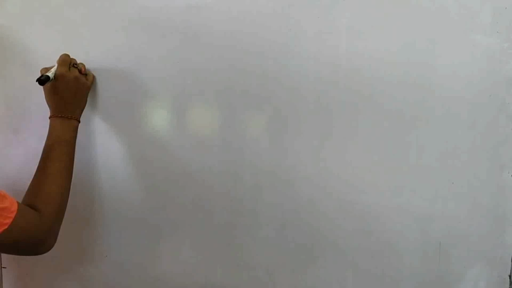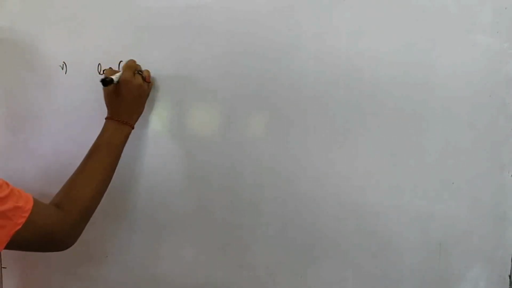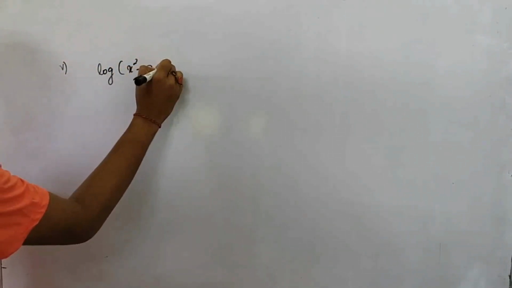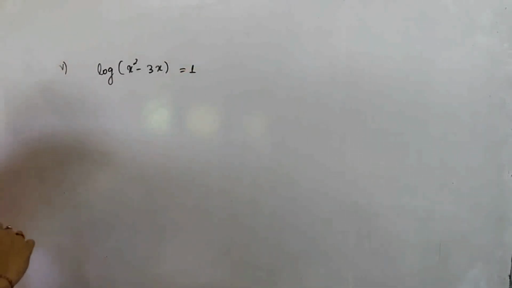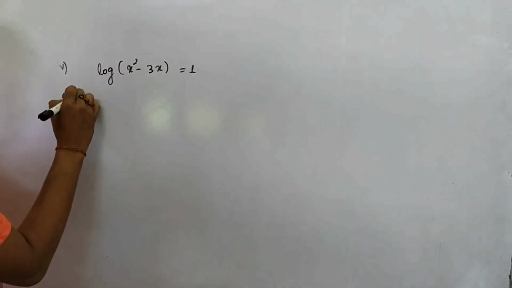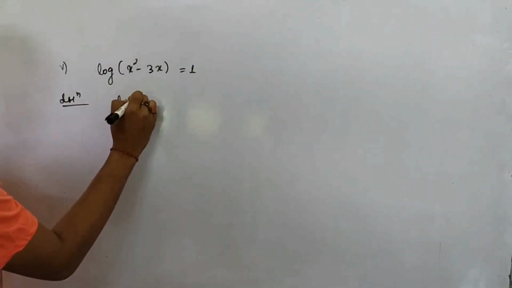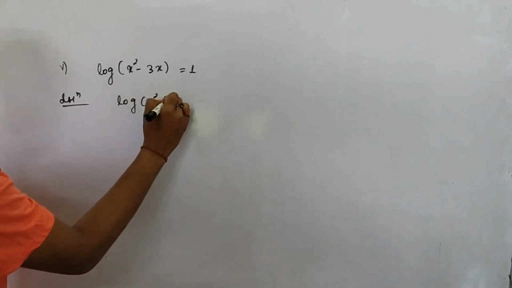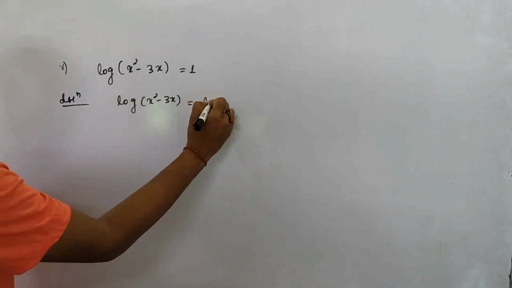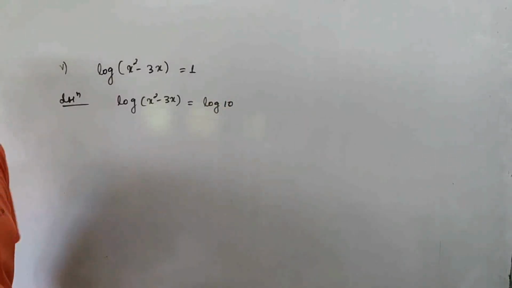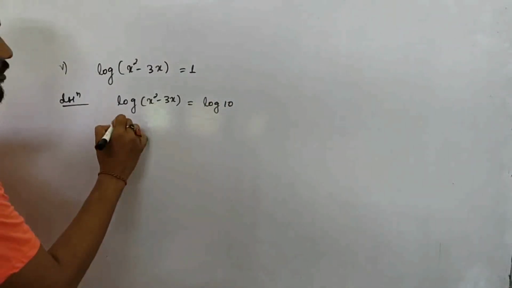Log of x square minus 3x is equal to what? 1. Okay, log is already there, so this time I will cancel the log. 1 I will write as log of 10. Log 10 is how much? 1. So log cancels on both sides.